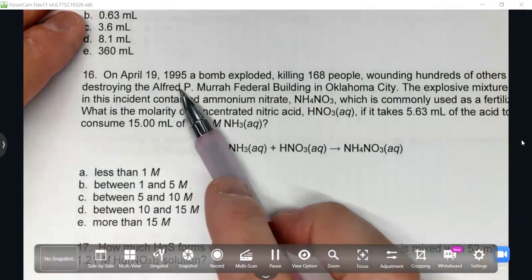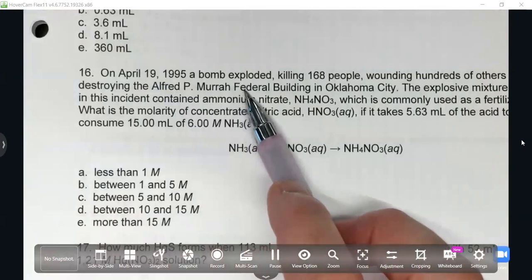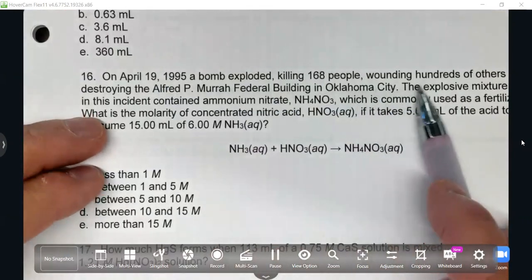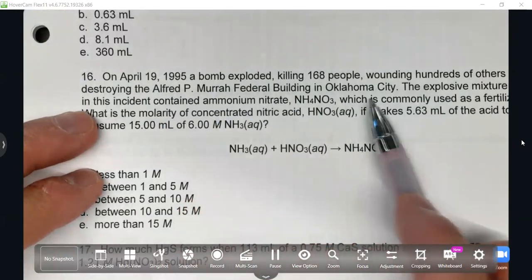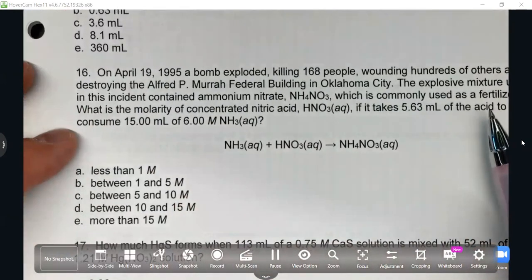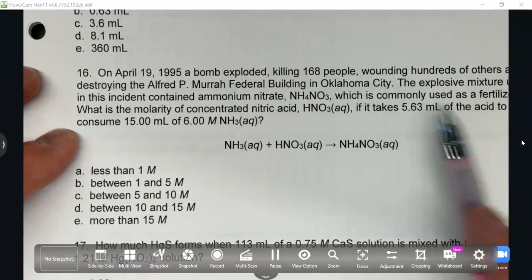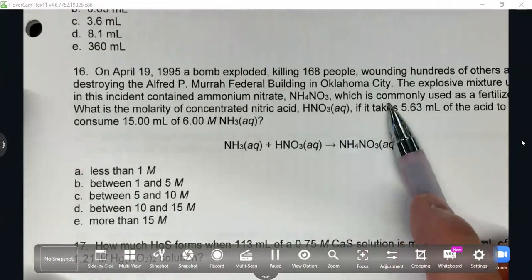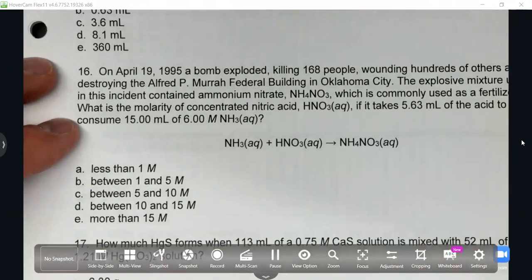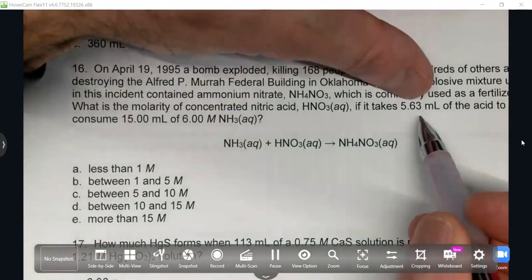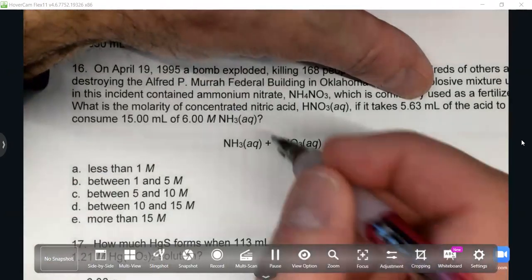April 19th, 1995. Bomb exploded, killing 168 people, wounding hundreds of others, destroying the Alfred P. Murrah Federal Building, Oklahoma City. The explosion mixture used in this incident contained ammonium nitrate, which is commonly used as fertilizer. What is the molarity of concentrated nitric acid if it takes 5.63 milliliters of the acid?